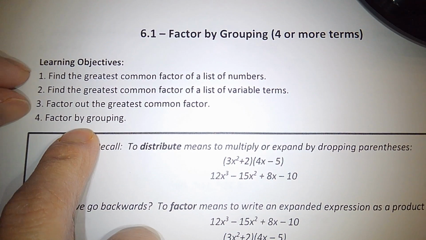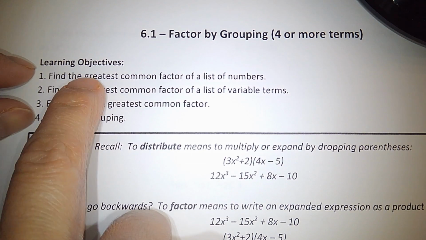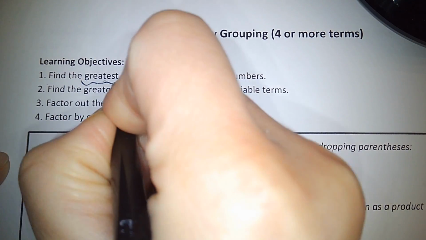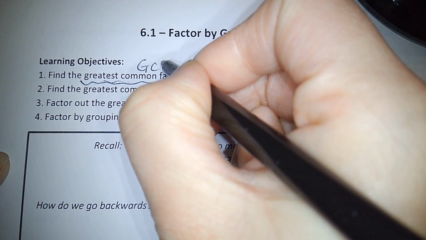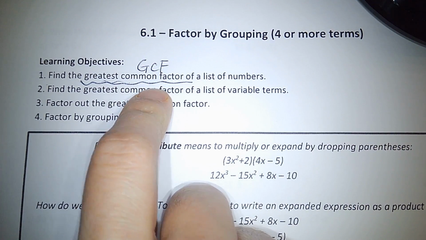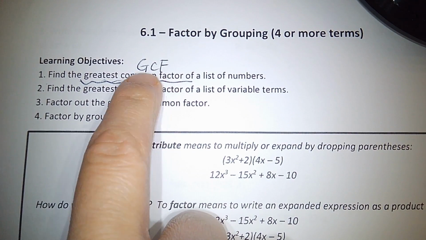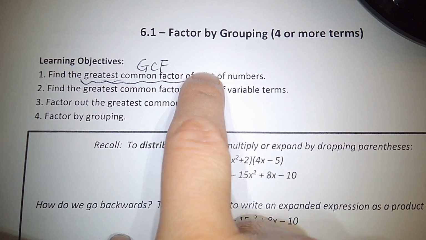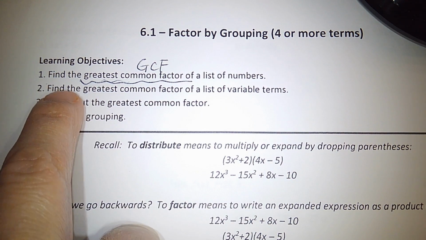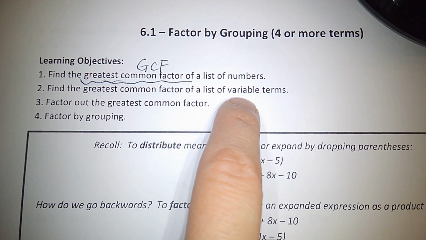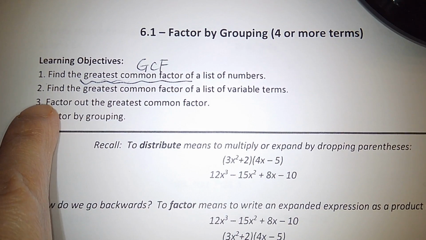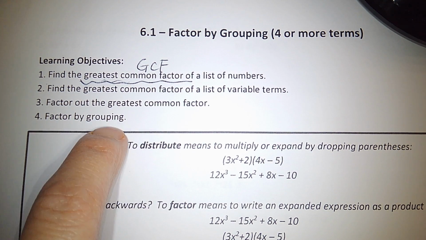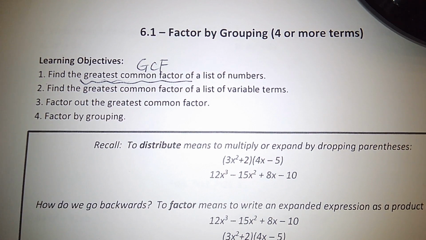Before that, we are going to learn how to find the greatest common factor. We usually use GCF for short. So later, when I mention GCF, what is a GCF? Greatest common factor. So we will find GCF for what? A list of numbers. Also, we need to know how to find a GCF for a list of variable terms. And then we should be able to factor out the GCF. And then eventually we look at factor by grouping. So let's look at these objectives one by one.